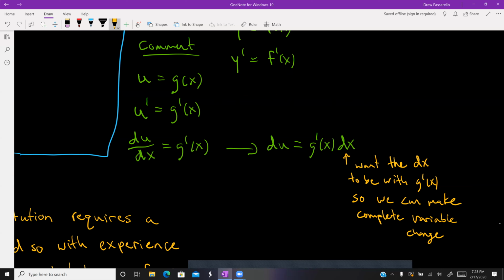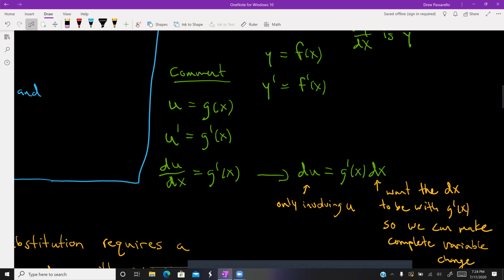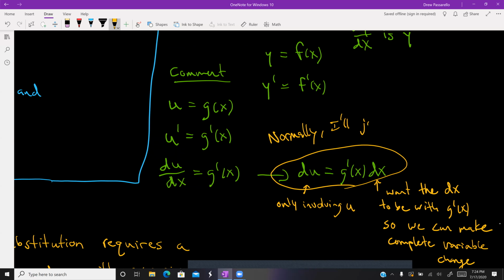And then on the other side, you want it to be just du, only involving u. All right, and normally I'll just jump to this. When we do the examples, I'll usually just jump to that instead of doing all of this in between steps. So normally I'll jump to this and you'll see through examples what I mean.